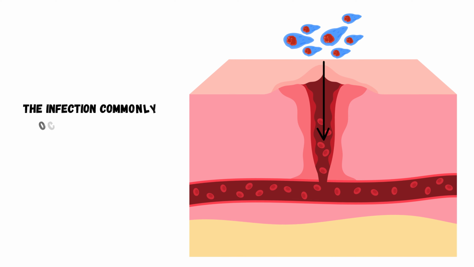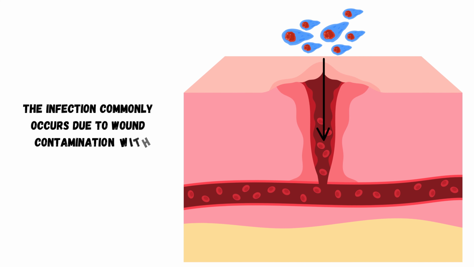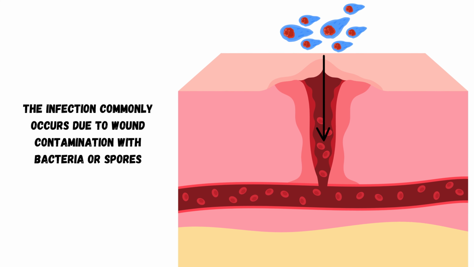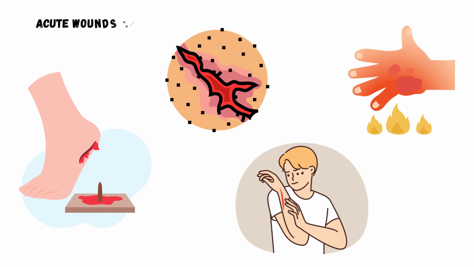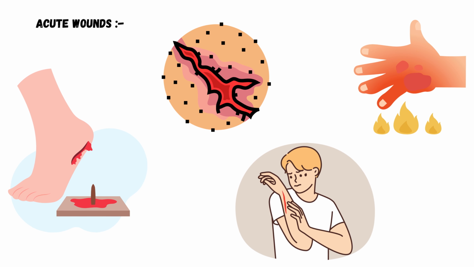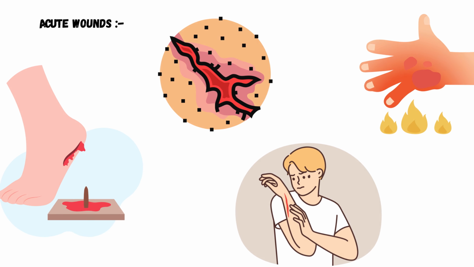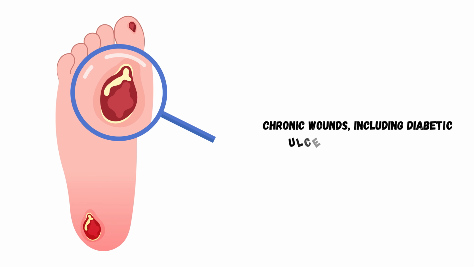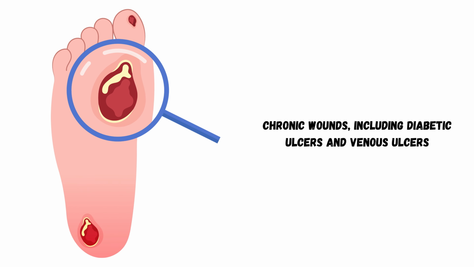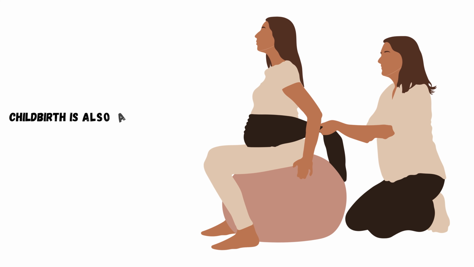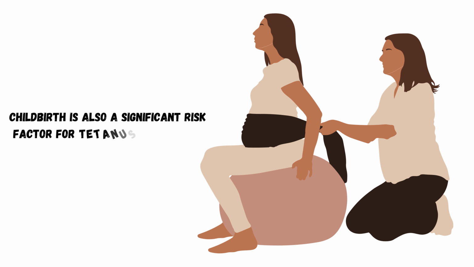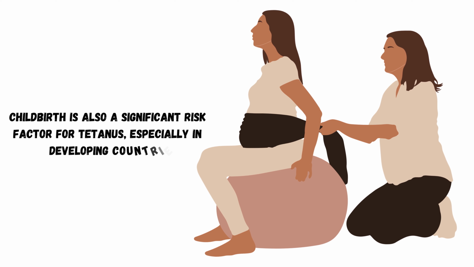The infection commonly occurs due to wound contamination with bacteria or spores. Examples include acute wounds such as puncture injuries, lacerations, abrasions, and burns. Chronic wounds, including diabetic ulcers and venous ulcers. Childbirth is also a significant risk factor for tetanus, especially in developing countries.